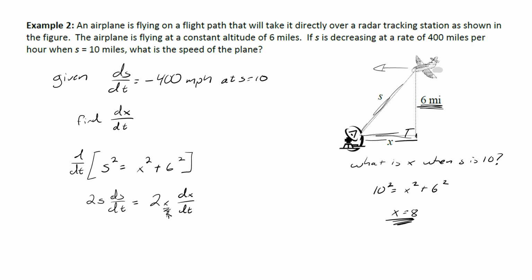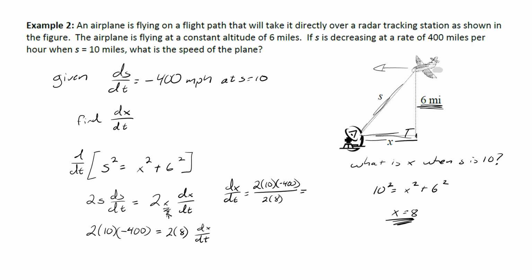Now this is the value we're going to plug in here for x, and we already know s is 10 and we know ds/dt. So we write everything down: 2 times 10 times ds/dt, which is negative 400, is equal to 2 times 8 dx/dt. Now I'm going to do some division, and I should end up with the expression dx/dt is equal to 2 times 10 times negative 400 divided by 2 times 8.